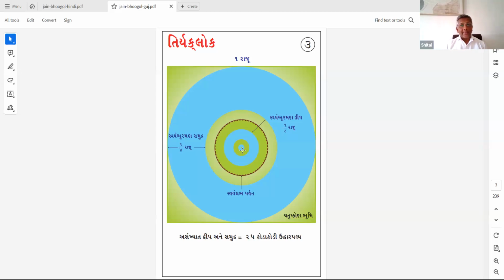And we've seen that the total width of that is 44.5 million yojans. So 45 lakh yojans. Okay, so that's what we've seen.